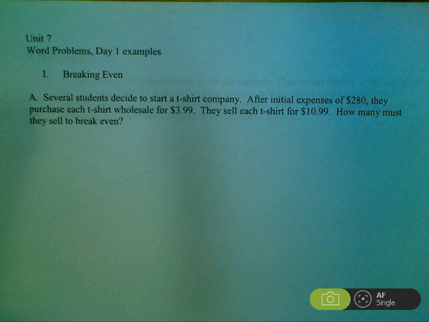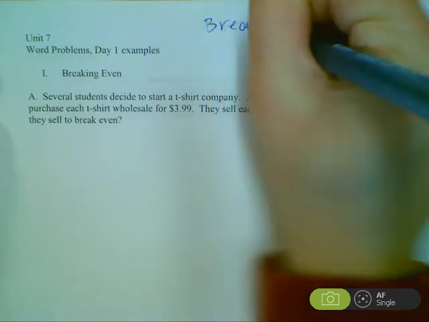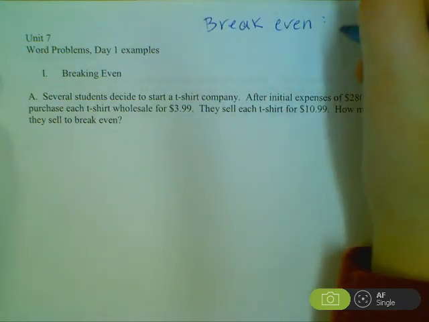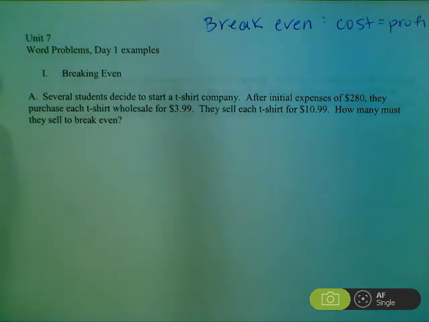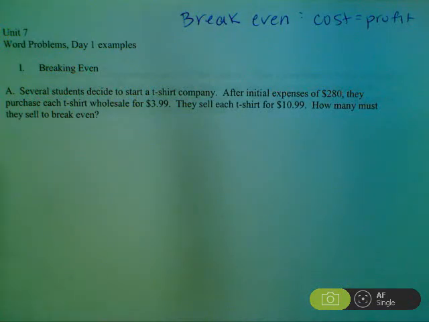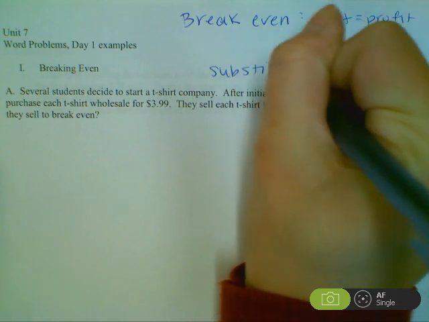The first kind of problem we're going to cover today are problems that ask you to find the point where a company can break even. Break even means that a company's cost is equivalent to their profit. So if a company spends $10,000 to start up their company and their initial cost for all of their products adds to $10,000, then they break even when their profit hits $10,000. The easiest way to solve these kinds of questions is using substitution.